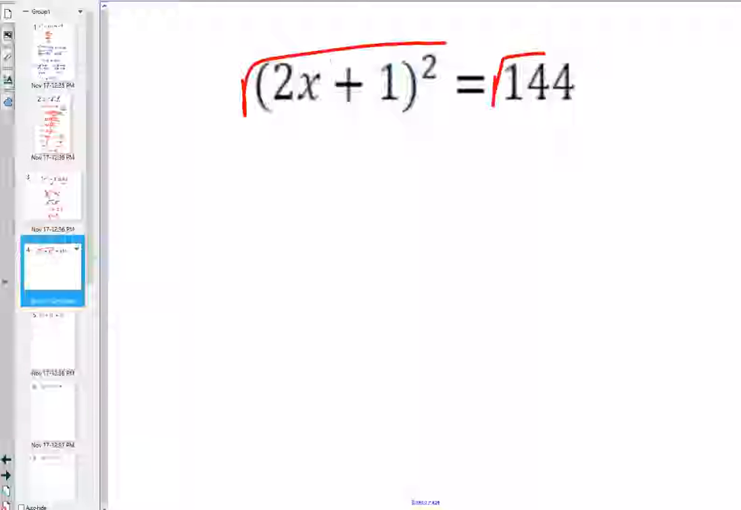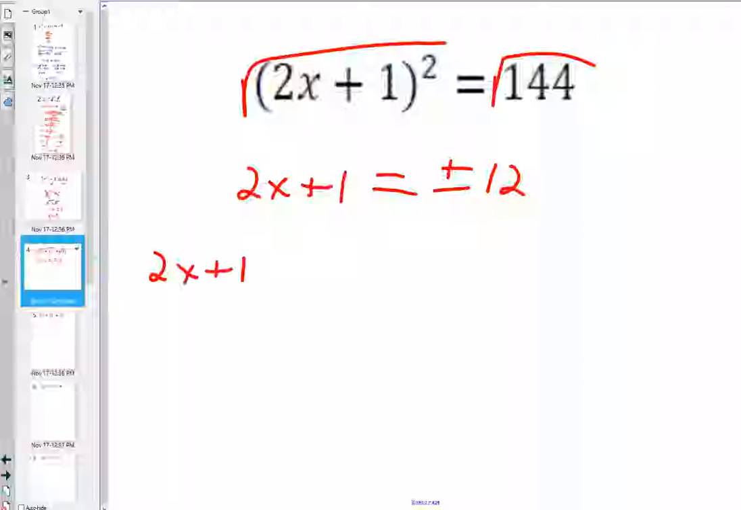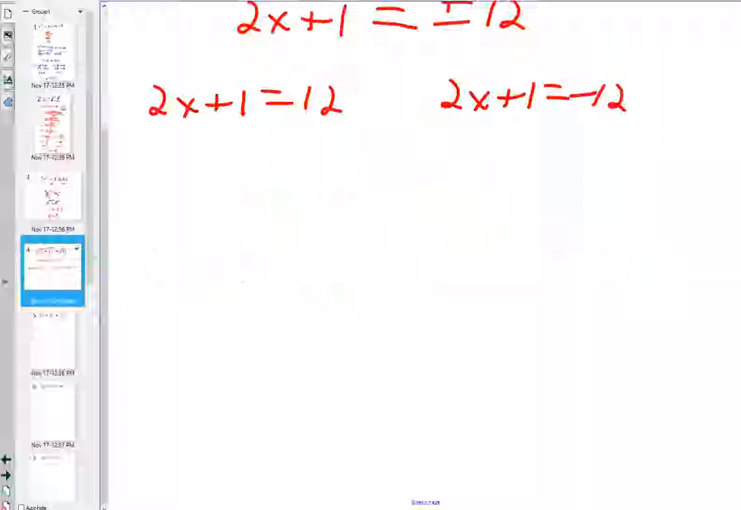So now I just get 2x plus 1 is equal to, what's the square root of 144? Positive and negative 12. There are no more square roots left. Has the variable been isolated? So you should split it. 2x plus 1 is equal to 12. 2x plus 1 is equal to negative 12. Minus 1 minus 1.